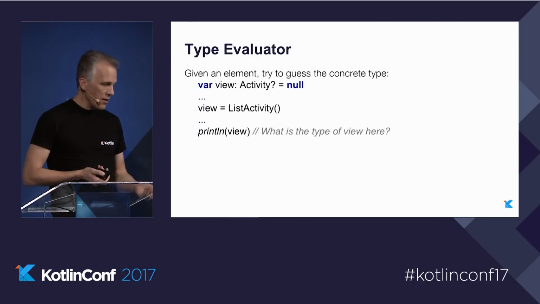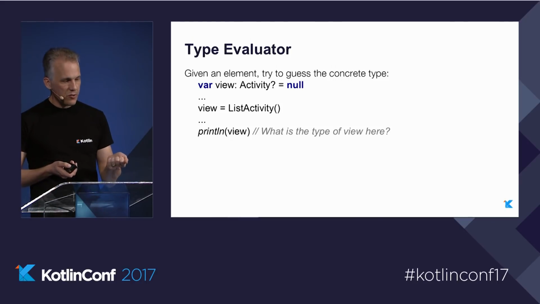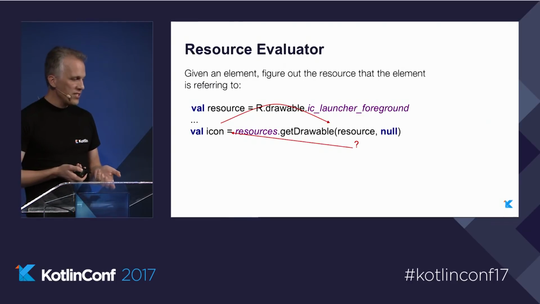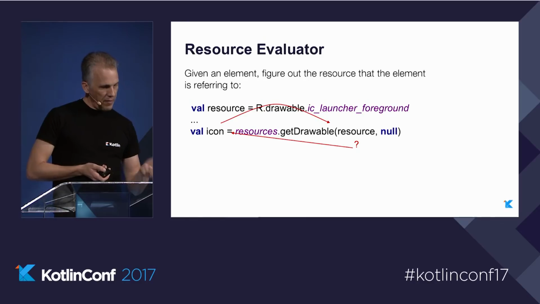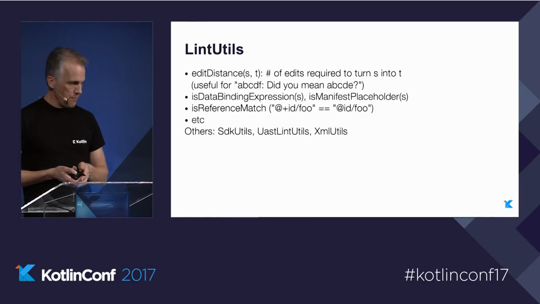Lint has a type evaluator. So for example, here, even though view is of type activity, Lint can figure out that it's really a list activity, and that's really handy in some checks. Similarly, we have a resource evaluator. Poor slide conversion. Basically, it figures out what the corresponding resource is being passed into a method.